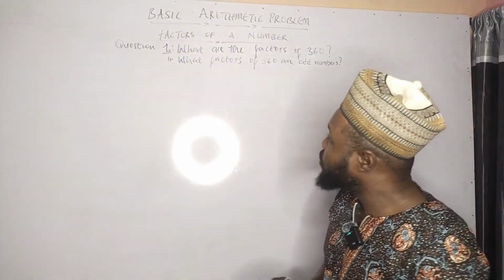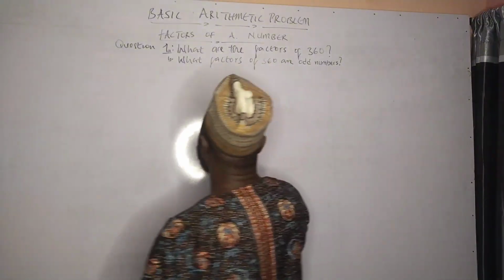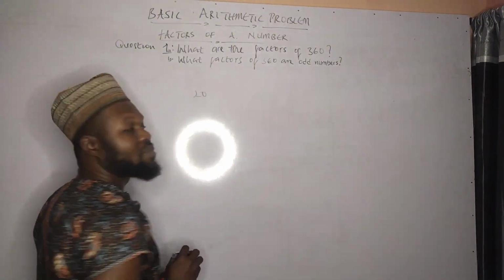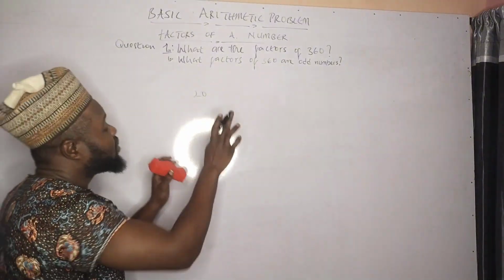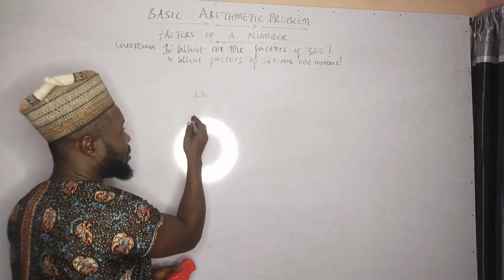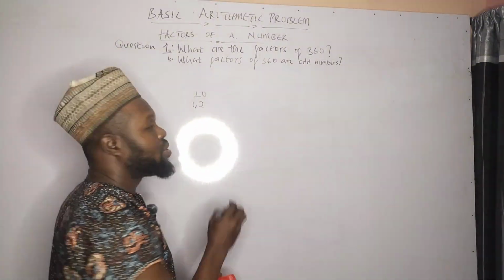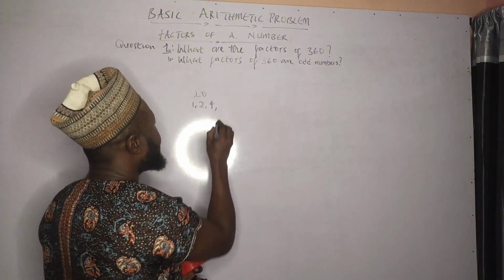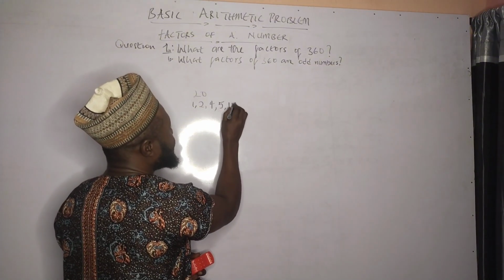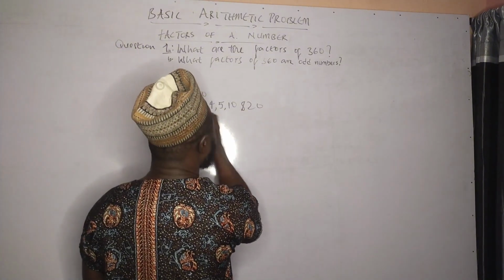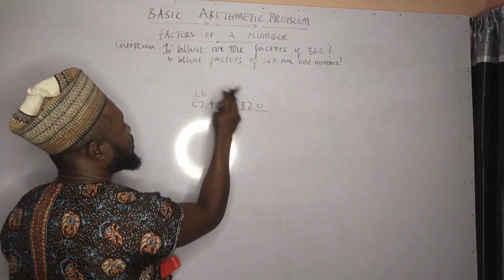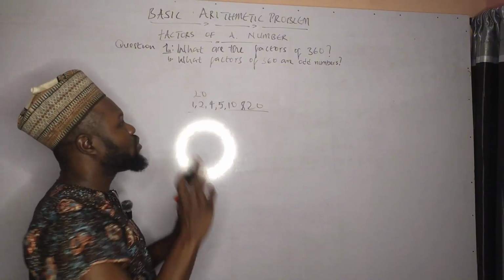When you are asked to find factors of a number like 20, it is easy to find even without calculation. You can easily say 1 is a factor, 2 is a factor, 4 is a factor, 5 is a factor, 10 is a factor, and 20 is a factor. 1, 2, 3, 4, 5, 6. So we have 6 factors.